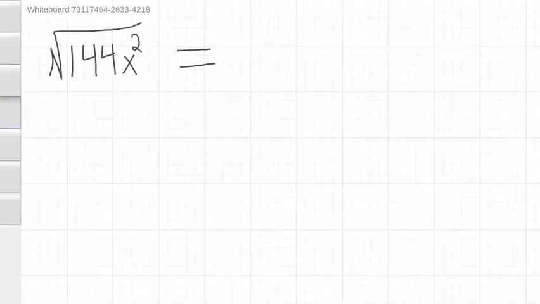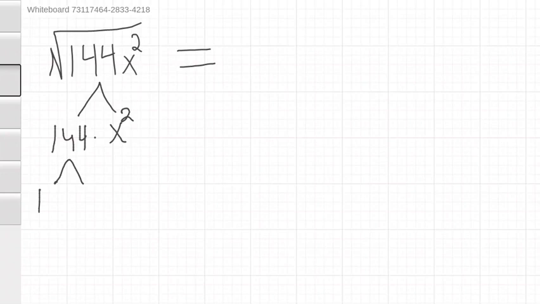Let's look at the example square root of 144x squared. We know that 144x squared is just 144 times x squared. And we know the square root of something is the same value multiplied by itself to get the value we are trying to find the square root of. So let's do 144 first.